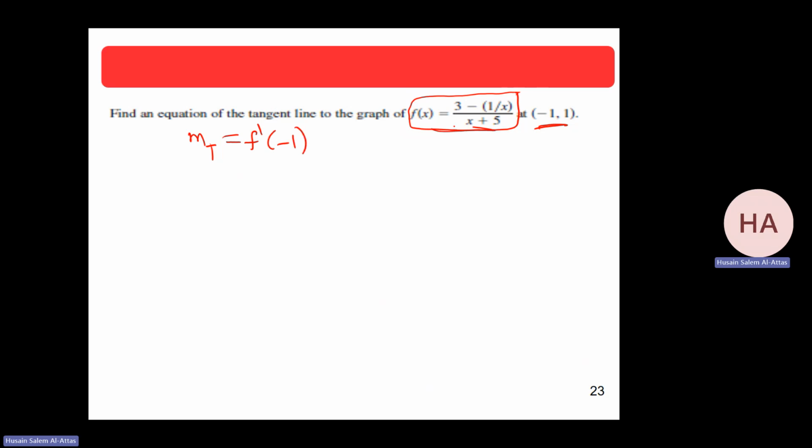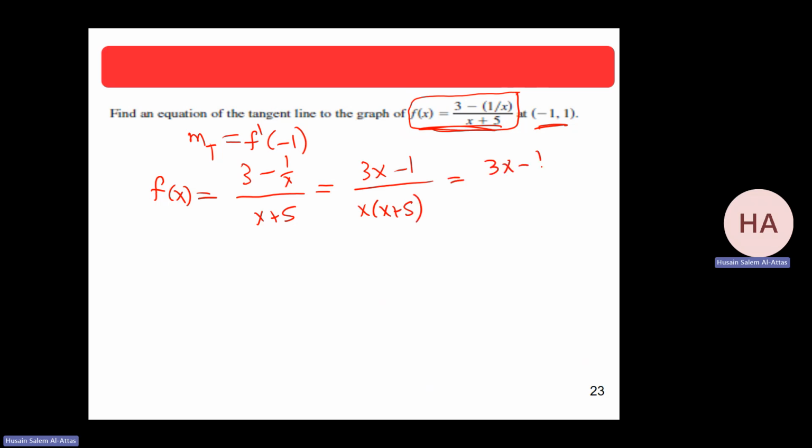So at first, I need to find the derivative of this. So first, I need to simplify f of x. What will be f of x? It will be 3 minus 1 over x plus 5. In other words, this will be 3x minus 1 over x times x plus 5, which is 3x minus 1 over x squared plus 5x. I just simplify f.